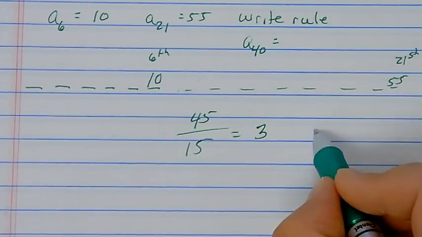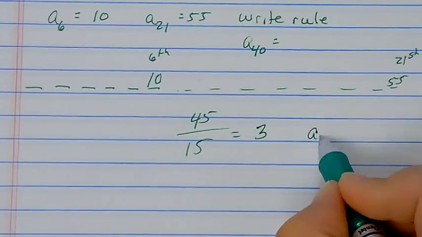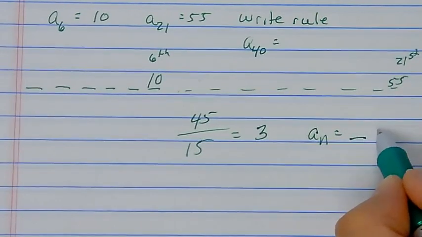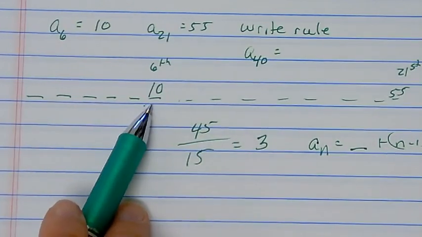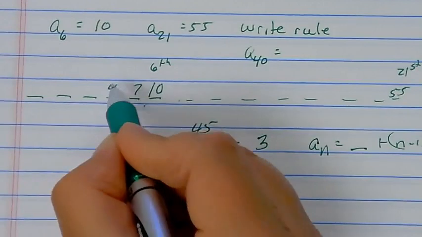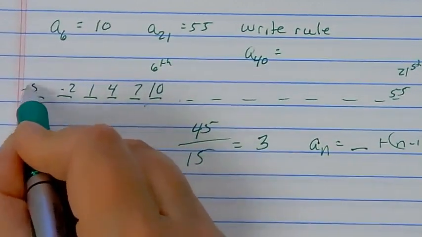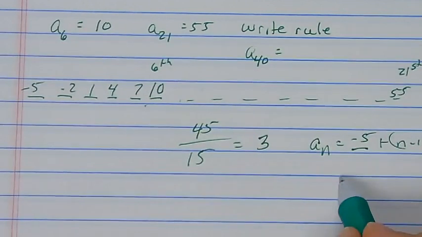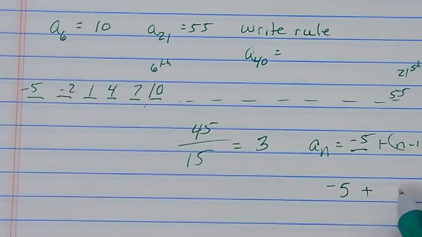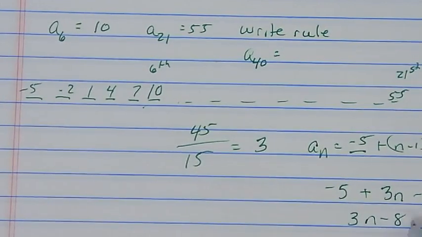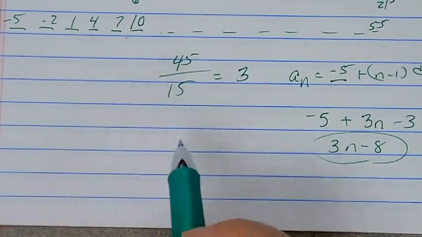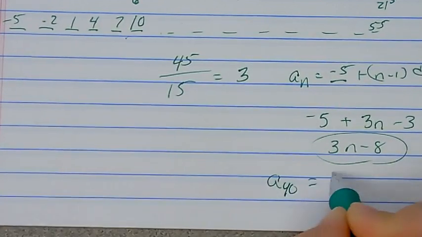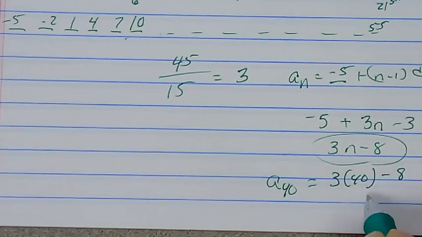So if I want to write the rule, it would be a sub n equals first term plus n minus 1 times d. So I'm going to need to go backwards 3. So this would be 7, 4, 1, -2, -5. The first term would be -5. So -5 plus 3n minus 3. So 3n minus 8 would be the rule. So if I wanted to find the 40th term in this sequence, I would put a 40 where the n is. So it'd be 112.